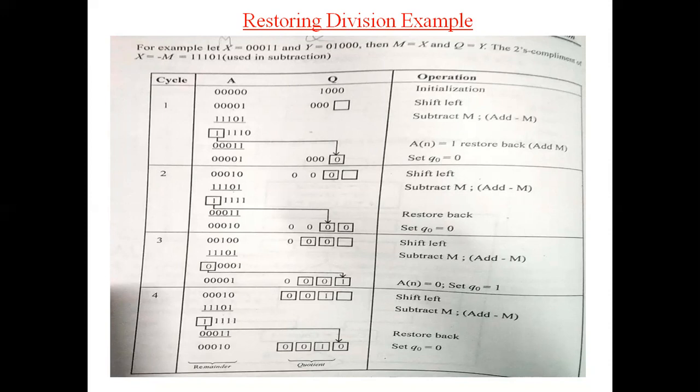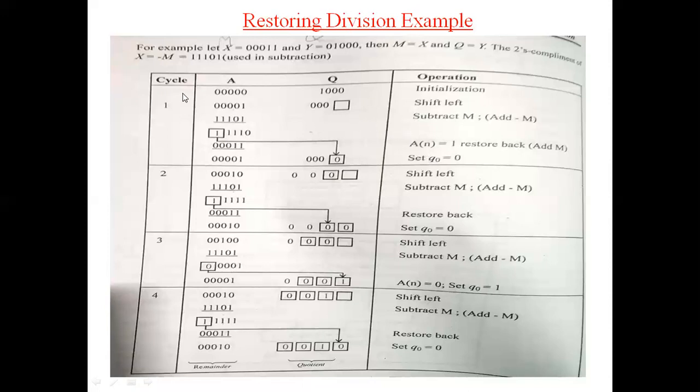The first cycle begins with the initial step. First, we assign A equal to 00000 and Q equal to 0100. This step is called the initial step. Then apply the first step, the shift step: apply the left shift, then subtract M, then check the leftmost bit of A. If the leftmost bit is 1, then Q0 equal to 0 and apply restoring back.